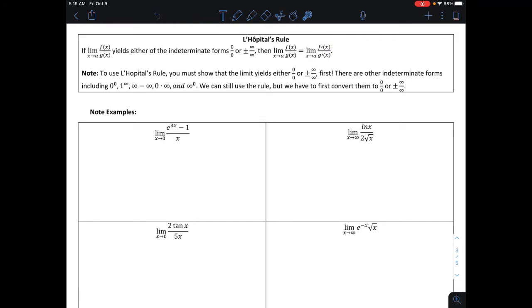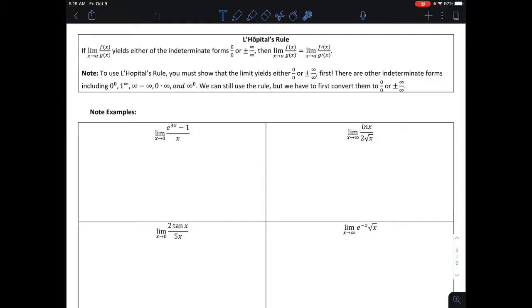Now, the important thing is, in order to use L'Hopital's rule, we have to show that the limit yields the 0/0 or infinity over infinity form first. Now, there are more than just those two indeterminate forms. There's a bunch of them. However, in order to use L'Hopital's rule, it has to be written in one of those two forms. So you might have to do a little bit of a rewrite in order to apply L'Hopital's rule.